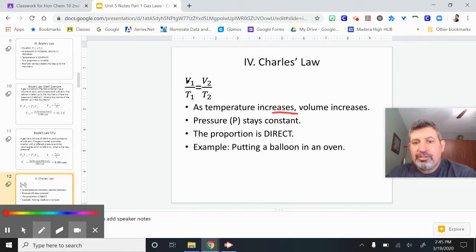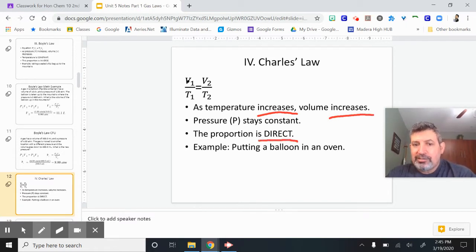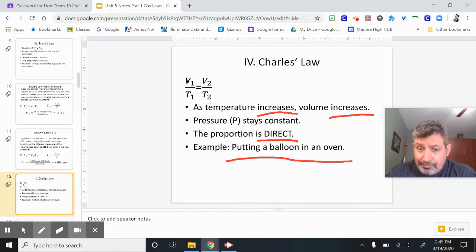So you notice that we have two things doing the same thing. We call this direct proportion. Okay, you put a balloon in the oven. If you put it in a low temperature, like 170, that balloon's going to get bigger as it sits in there. Now, it says the pressure stays constant.